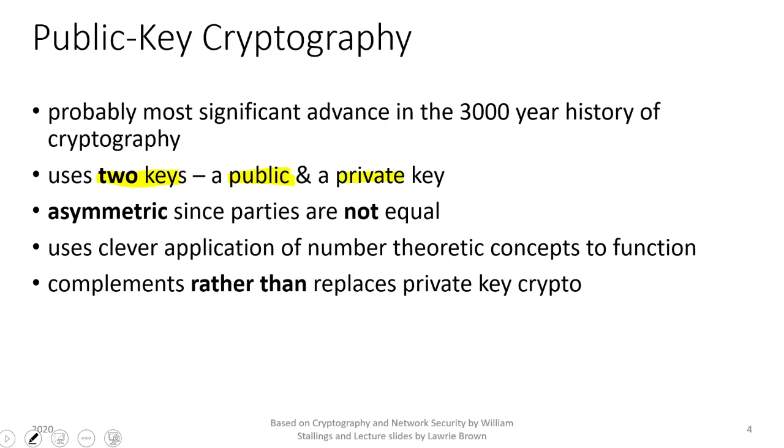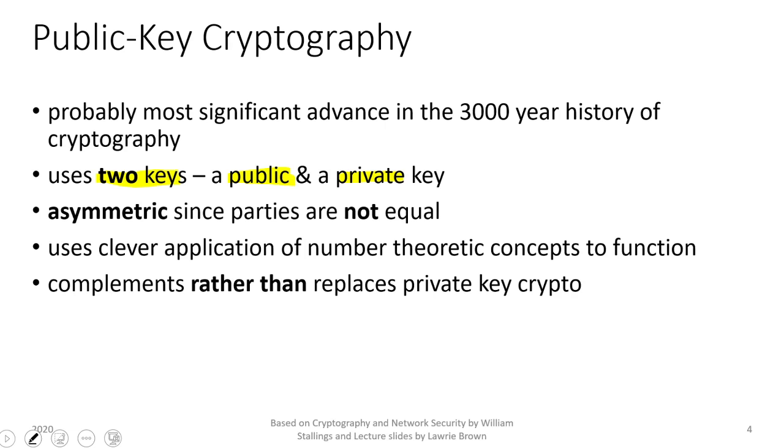Here, each party in the communication will have two keys. So, if you want to encrypt a message and send it to another party, you will have to encrypt it using their public key. Then they will decrypt it using the private key that they have.